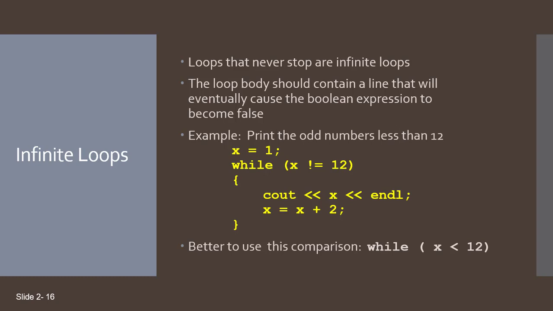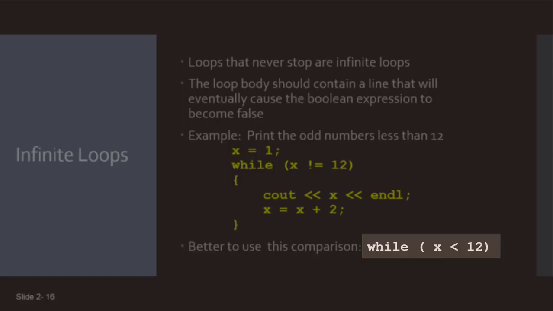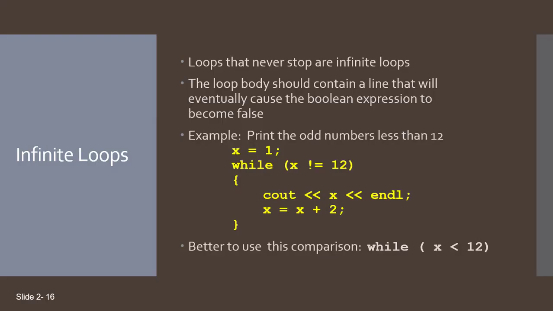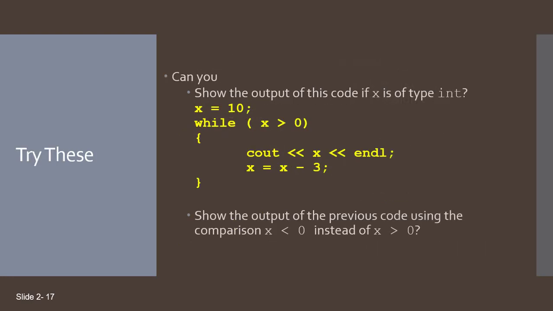Now we probably should have used, instead of a single value to look at, a range of values. We probably should have said as long as x is less than 12, keep this loop going. So we have to be very careful the way we write loops, or this kind of thing can happen.